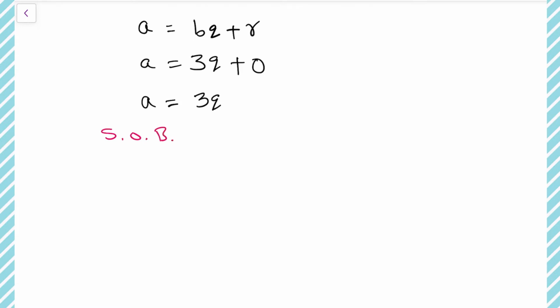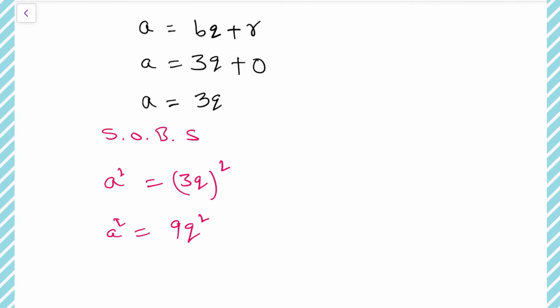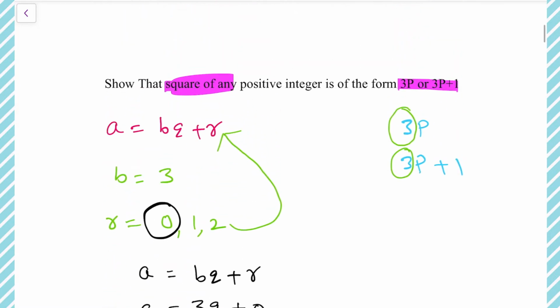Squaring on both the sides. So we get a square equals 3q whole square. A square equals 3 square is 9q square, because the square is applicable for the first number as well as the second number. So that's why it will become 9 into q square. Okay, now in the question he is asking us to show that it is in the form of 3p or 3p plus 1.